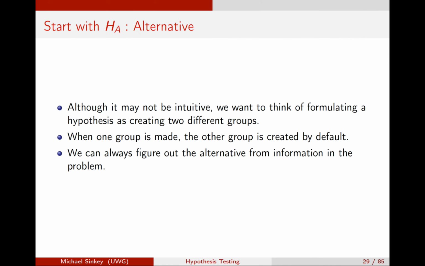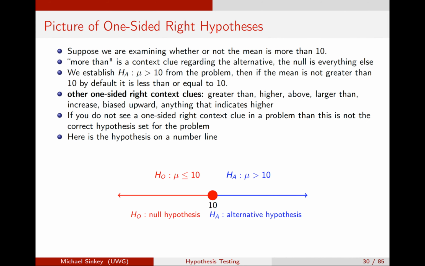So on this previous slide, when I said start with the alternative, in a problem, I might be examining whether or not the mean is more than 10. That is a description of the alternative. It's telling me the blue, you write the blue down first, then because I've written down this mu greater than 10, if it's not greater than 10, it's less than, that's everything to the left. 10's also included because 10 is not greater than 10.